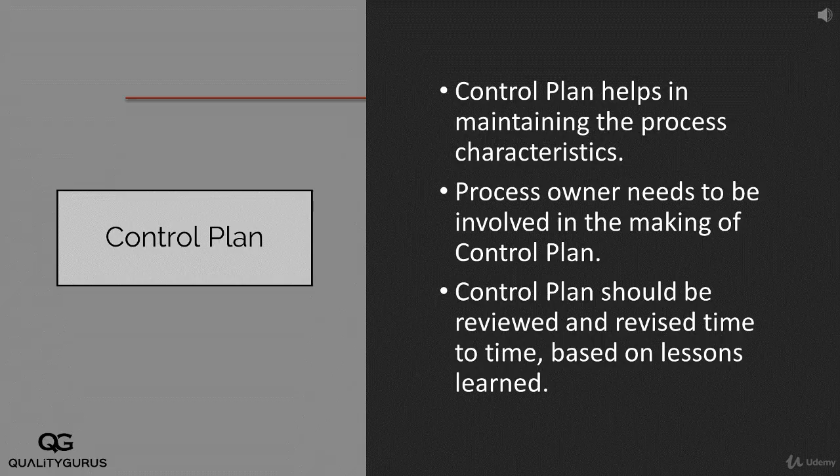For that, one of the important tools is the control plan. We make a control plan to ensure that whatever changes we made, those changes stick, those changes remain. Important thing here is that when you make a control plan, make sure that you engage the process owner, because at the end of the day, that person, the process owner, is the one who will be running this process. So make sure that when you make the control plan, the process owner is involved in making it. The control plan, just like any other document, goes through the review and approval process, and this is revised from time to time based on the feedback or the lessons which you learn.